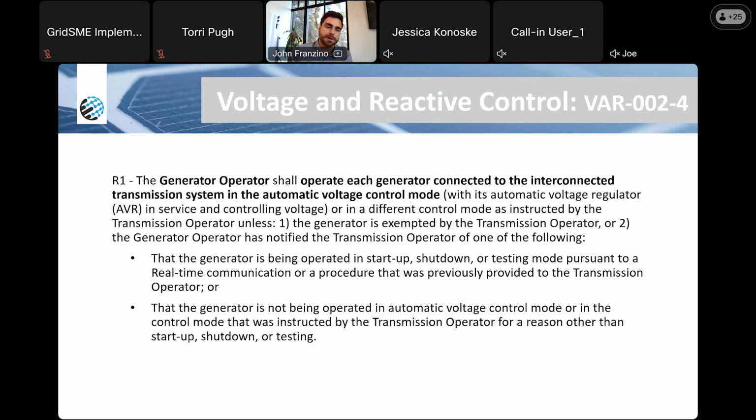Another issue we've seen, unfortunately, time and time again is, as a facility is being commissioned, AVR is left off, right? Or somebody going in to do upgrade maintenance to the plant SCADA system or power plant controller inadvertently changes the AVR status, and that is missed by the GOP and not communicated to the TOP. So then you're starting to move down that self-reporting process that we spoke about in NERC 101.